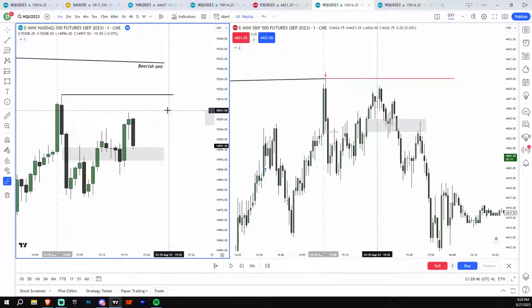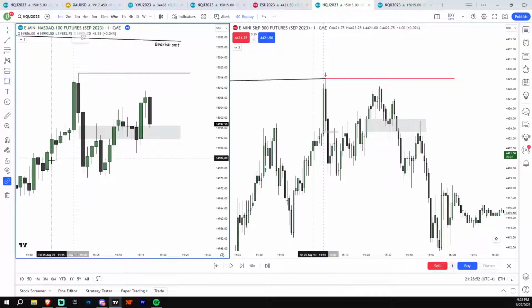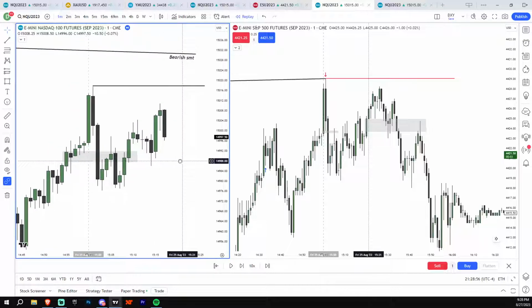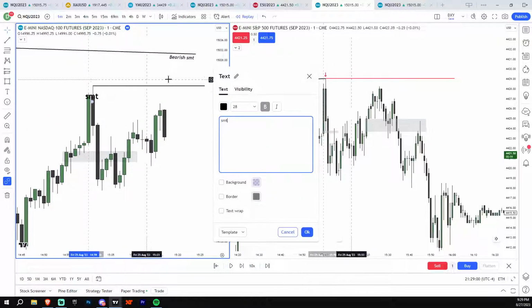So I think this is just the easiest way to put it, right? Let's say there's a bullish value gap down here, okay? Let's say it's right here. And let's say this high, okay, let's say we just get the SMT in this high, right?